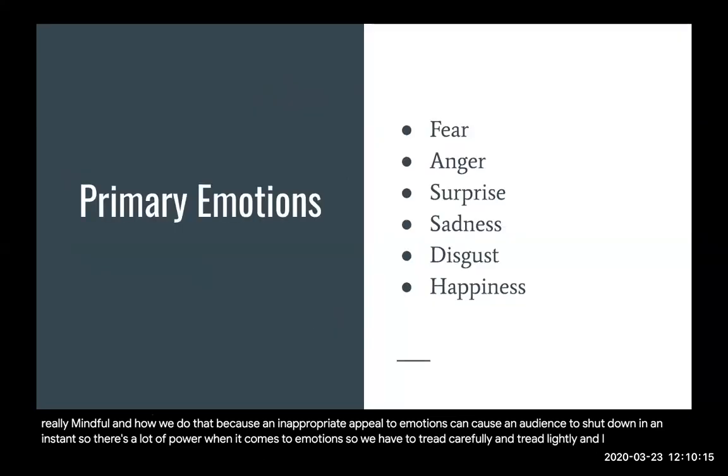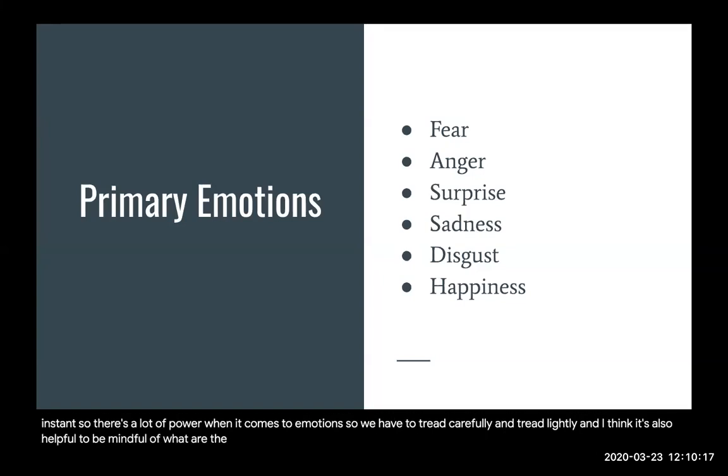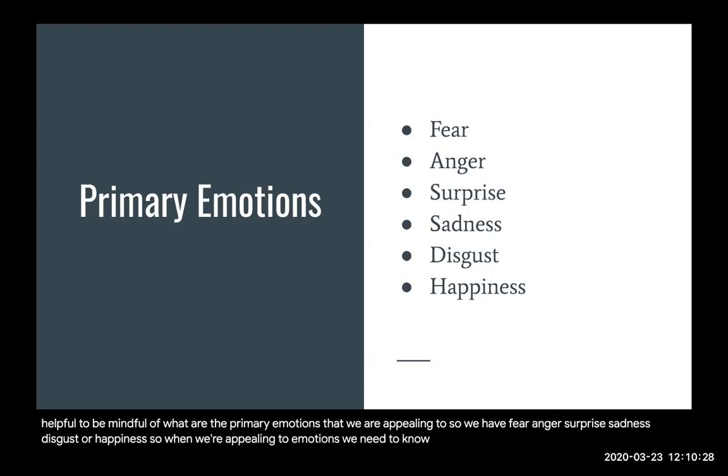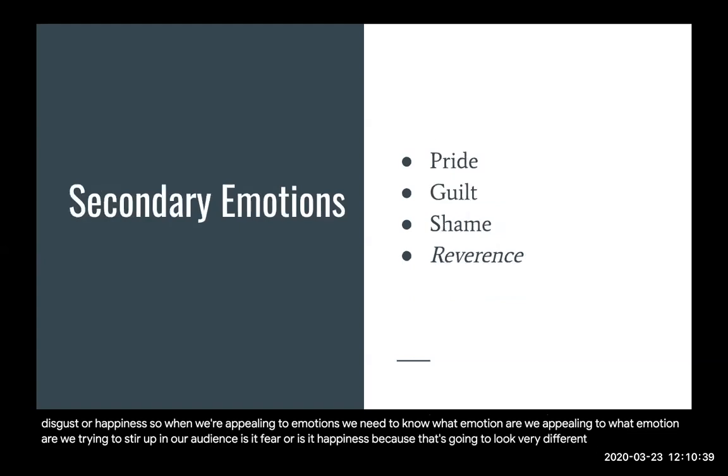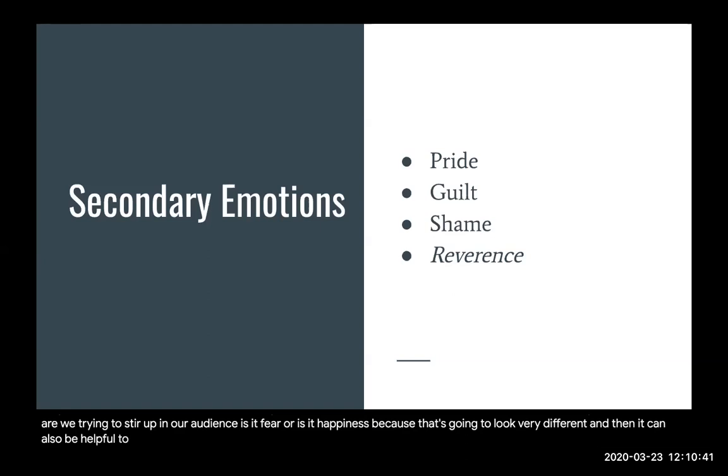And I think it's also helpful to be mindful of what are the primary emotions that we are appealing to. So we have fear, anger, surprise, sadness, disgust, or happiness. So when we're appealing to emotions, we need to know, what emotion are we appealing to? What emotion are we trying to stir up in our audience? Is it fear or is it happiness? Because that's going to look very different. And then it can also be helpful to appeal to secondary emotions, and those are pride, guilt, shame, or reverence.